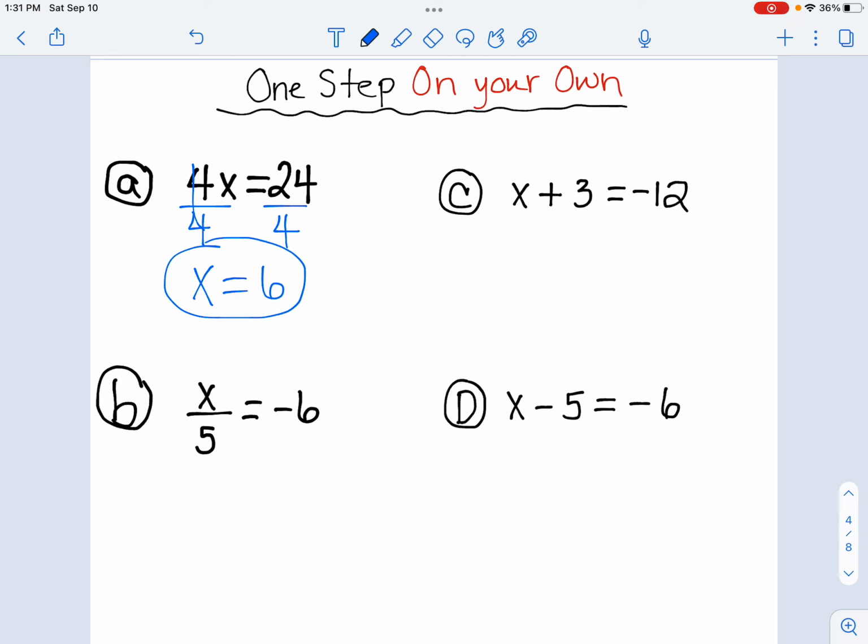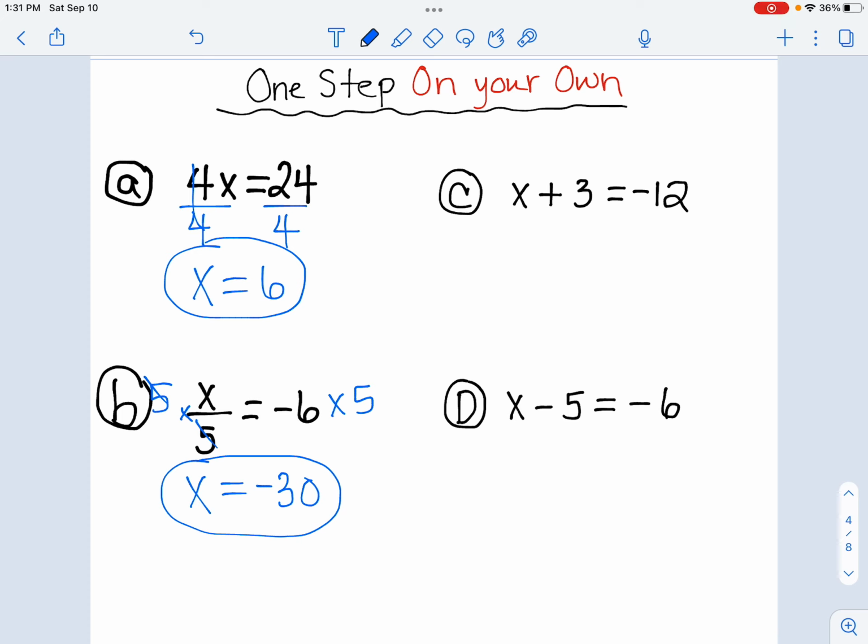For B, we have x in our numerator being divided by 5, and our inverse is to multiply 5 on both sides. Our 5 cancels. X is going to equal -30 for B.